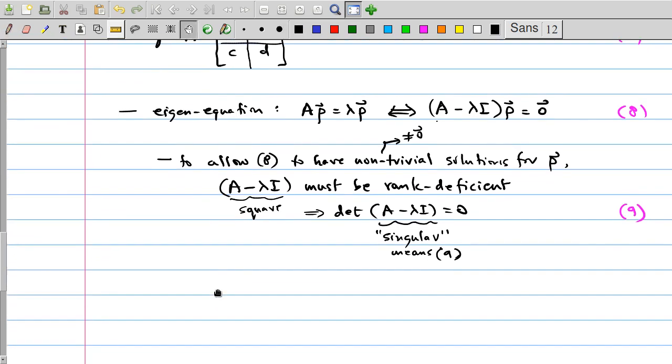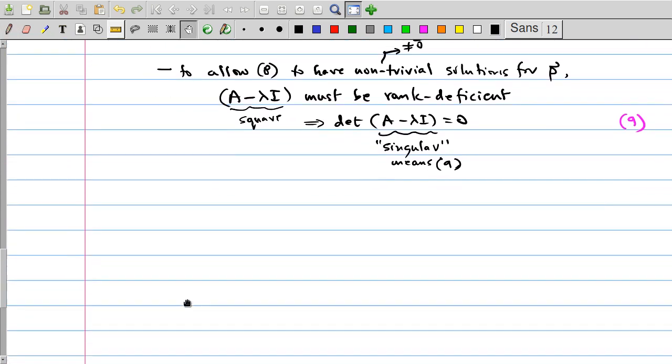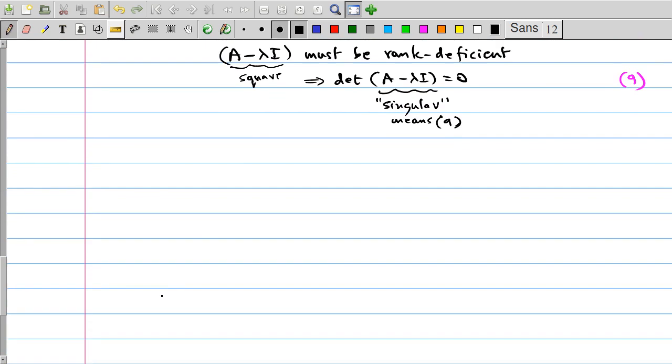Maybe this will become clearer as we go along, but please, if it is not clear, just stop me and ask, because this is almost the crux of eigendecomposition.